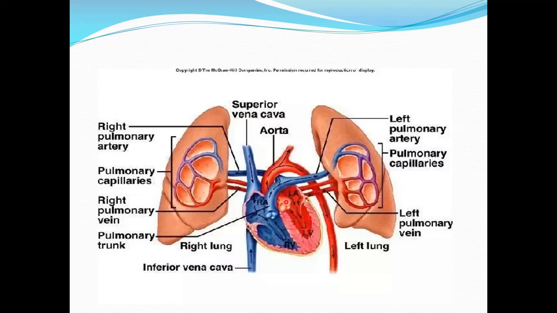From the left atrium, this blood goes to the left ventricle, and the left ventricle pumps this blood into the aorta, and through the aorta, this blood is distributed to the entire body. Now this constitutes the pulmonary circulation, and the purpose of the pulmonary circulation is to oxygenate the blood.